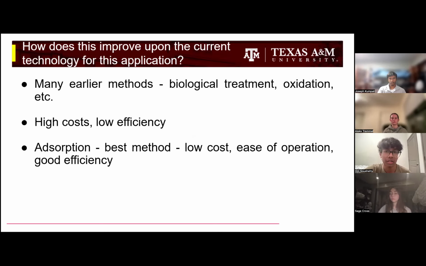So to combat these, they developed the process of adsorption, which is a superior method for the removal of dyes such as crystal violet, because it has a low cost, is very easy to operate, and has a very good efficiency in removing dyes due to the adherence of the crystal violet particles to the nanoparticles.